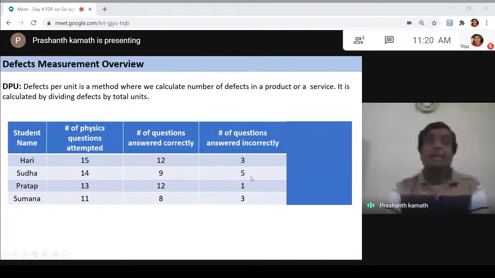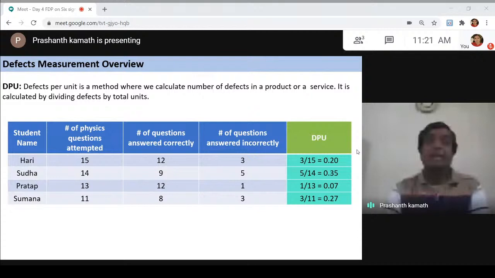So my defects are available in this column, and my units, that is DPU, the unit, are available in this column. So if I divide 3 by 15 or 5 by 14 or 1 by 13 or 3 by 11, I will get my DPU. Have a look at the right hand column in green. 3 by 15 is nothing but defects by units, 0.20 for Hari. Similarly for Pratap, defects per unit, 1 by 13, 0.07. Sumana, 3 by 11, 0.27, right?